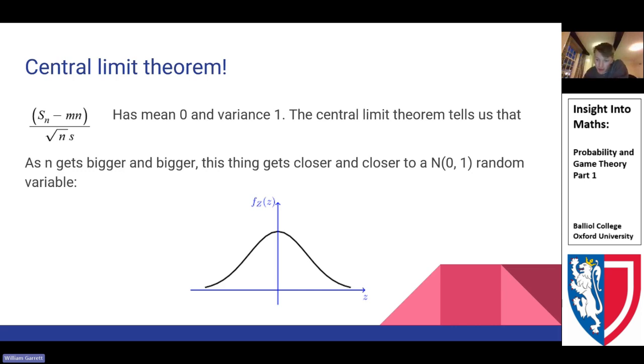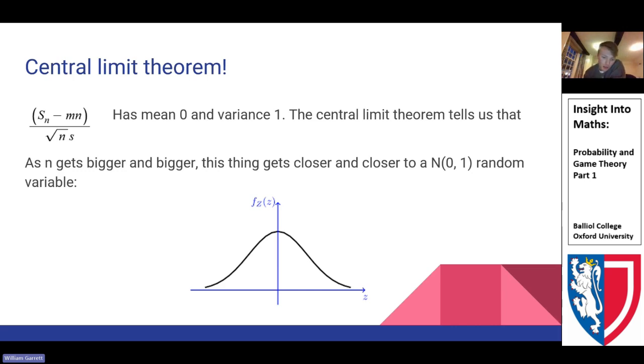So can I get a thumbs up in the chat if anyone knows what the normal distribution is, or a bell curve, or a Bell distribution? People heard of this? Okay, cool. So normal distribution looks like the picture I have on screen right now. So it's kind of like peaked in the middle, and it tails off to either side. So this distribution comes up an awful lot in science, and like if you go out on the street and you measure a load of people's height and you plot them all on a histogram, you're just going to get a normal distribution. It comes up everywhere.